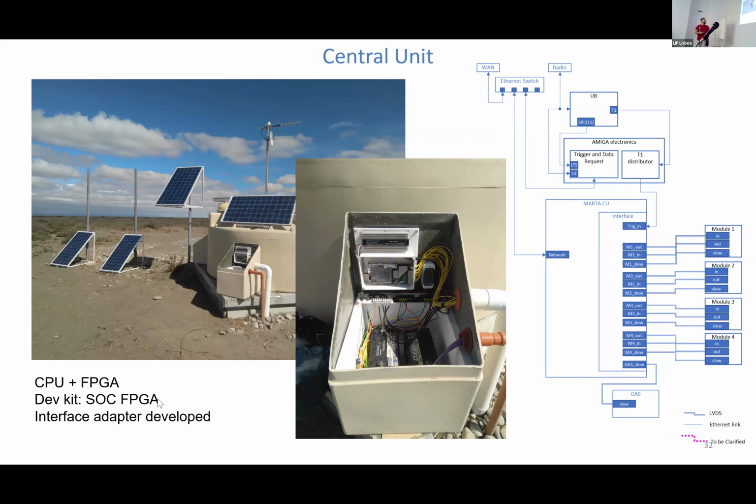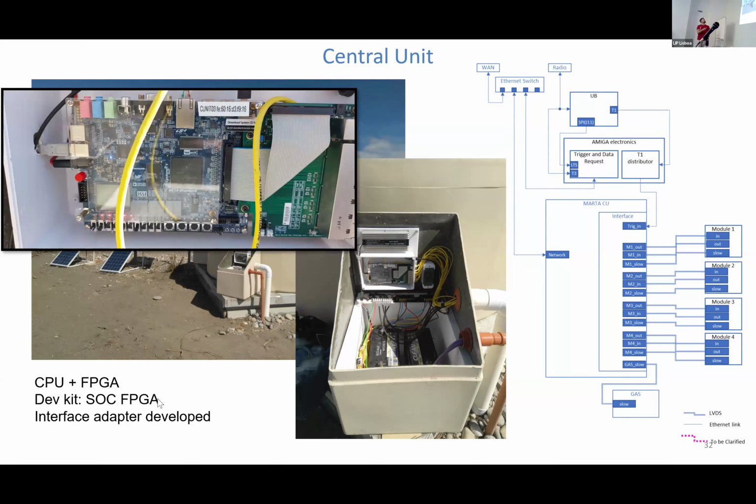The central unit is something that stays in here. So you have, we show a CPU plus an FPGA, meaning it's a SoC FPGA. And we used a development kit. So this part is bought from Terasic, I believe. And we developed this part to have slow control interfaces, and in here you have LVDS interfaces, so fast interfaces to the modules. So you can see here all the yellow cables are transporting data to and from the modules, which are somewhere in here.